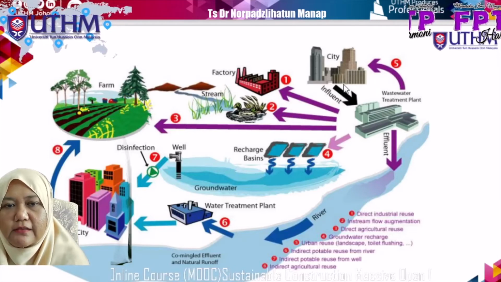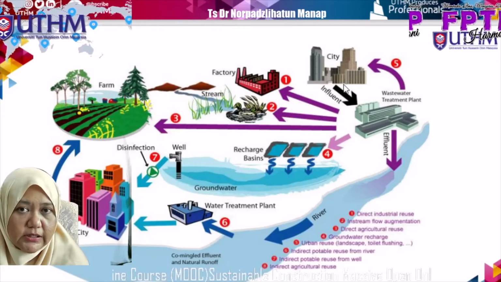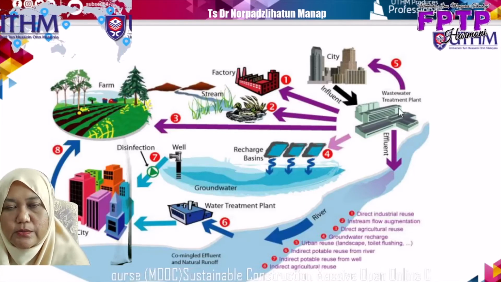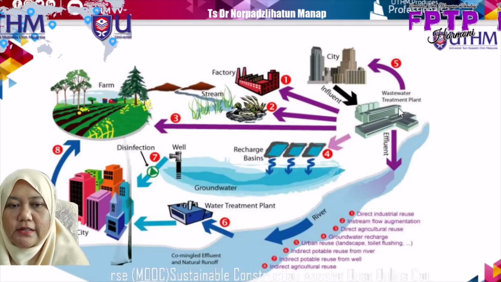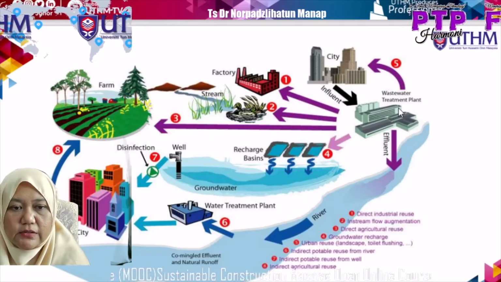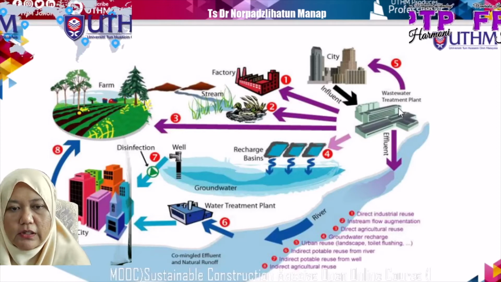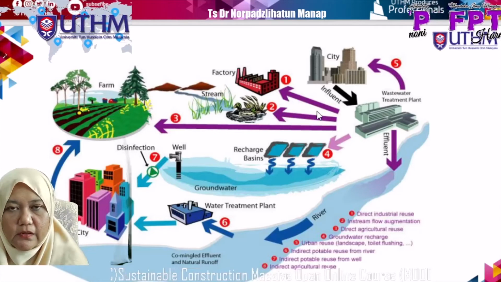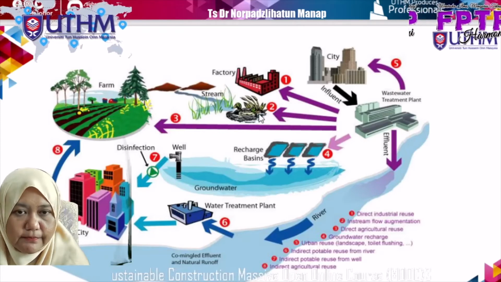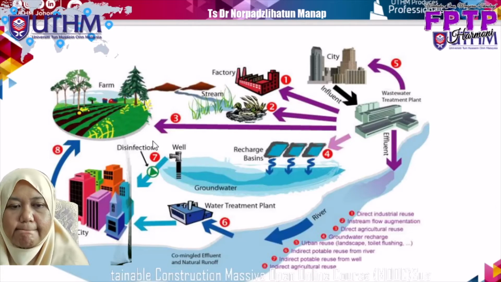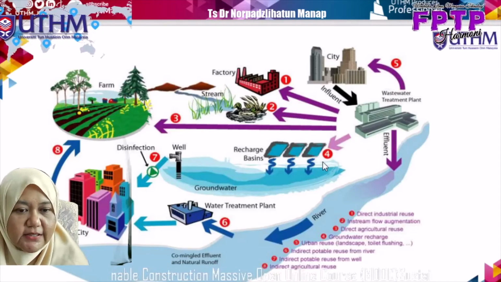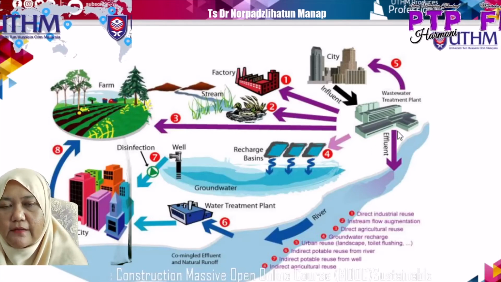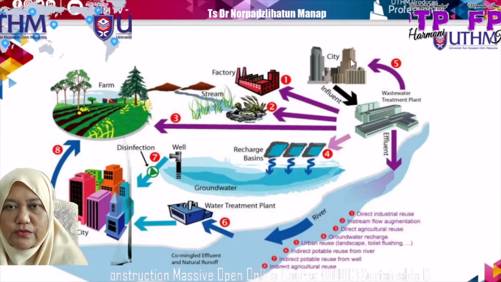Users in the city use water, and the water is being recycled and piped over to the wastewater treatment plant and processed. It will be distributed to different parties. For example, like I mentioned, the factory, or the stream, or the farm, or recharge basins, or you can use it back for city users.